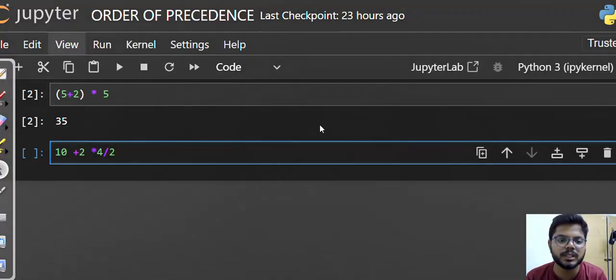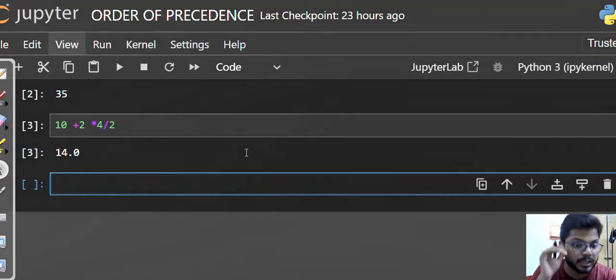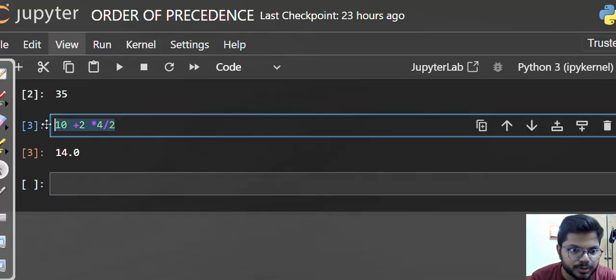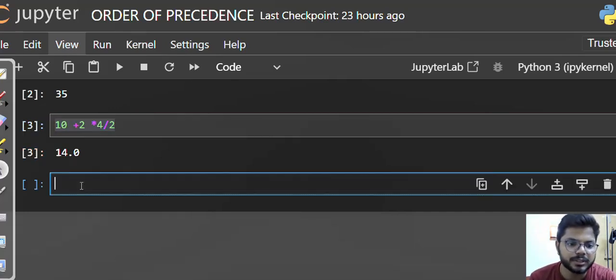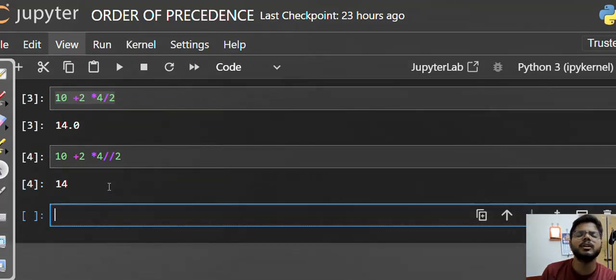Now we will proceed with verification whether it is 14 or not. Yes, of course. The answer is 14. But it is coming in the form of 14.0. It is coming in the form of a float value. In order to avoid this float, just do integer division. So for the integer division, you proceed with double slash. So now you can clearly see the answer is 14.